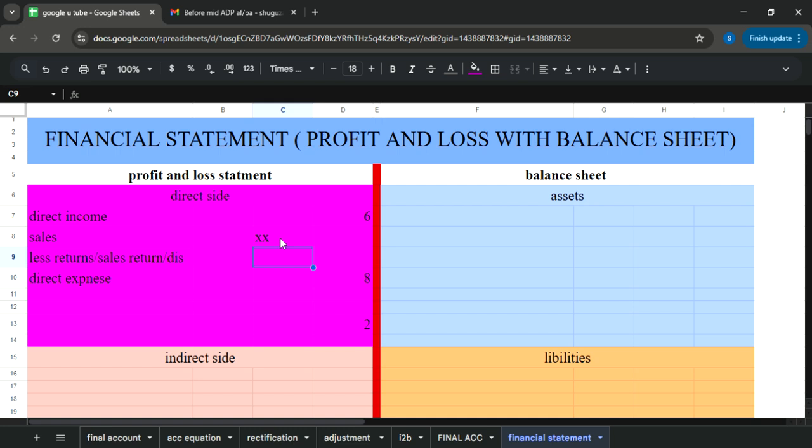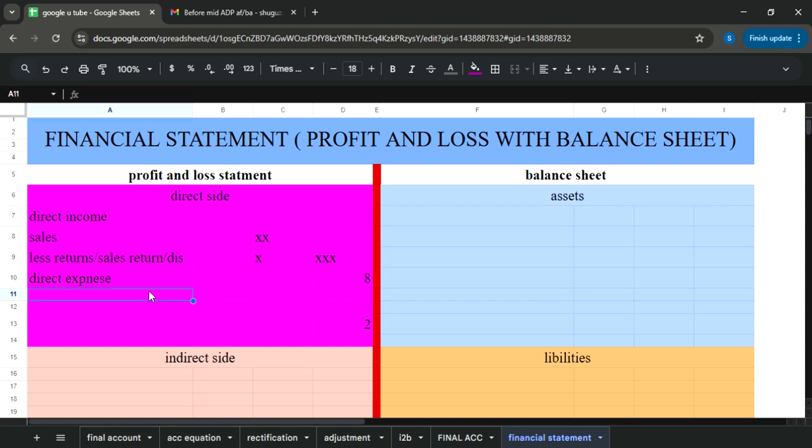Then you will subtract all returns and discounts, and finally the net sales or total income you will write in this column. In this way, your total income would be calculated. That means how much amount you are earning through sales. The final amount you will be putting over here.